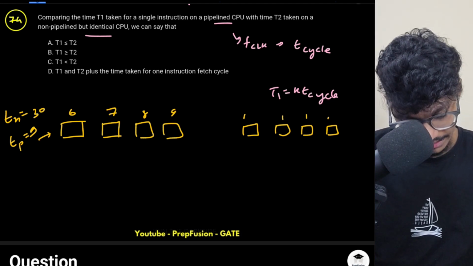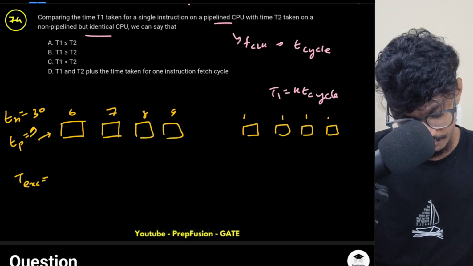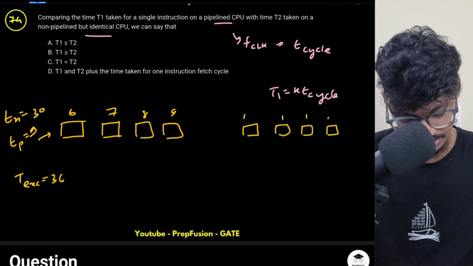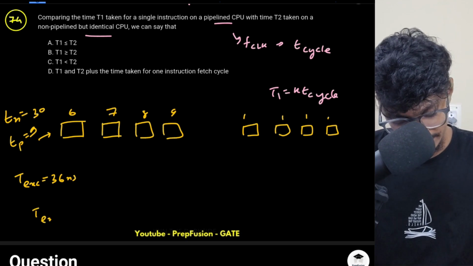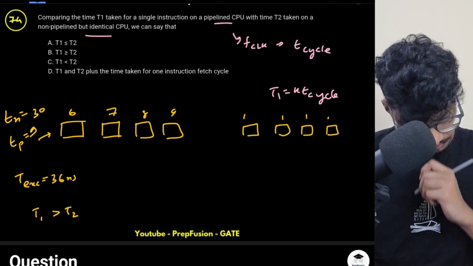But what is my time? Execution time of a pipeline system for a single instruction will be K times TP, that is 4 into 9, that is 36 nanoseconds. So here I can observe that execution time, that is, this is my T1, right? T1 is greater than T2.